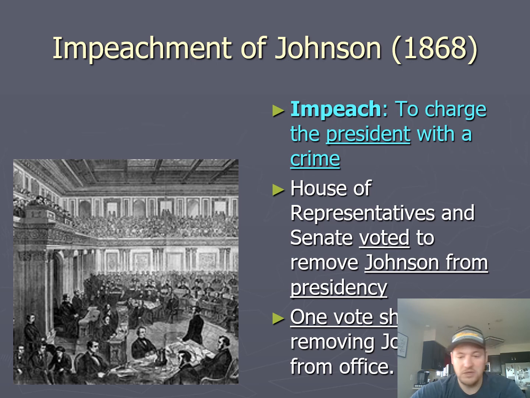As you remember from the beginning of the year, Donald Trump was impeached. Does that mean he would stop being president? No, he was just charged with a crime, and then Congress has a trial to figure out if he's guilty or not. Johnson was one vote shy of being removed from office, so he was allowed to continue his presidency. But this is the first time a president will be impeached in the United States.